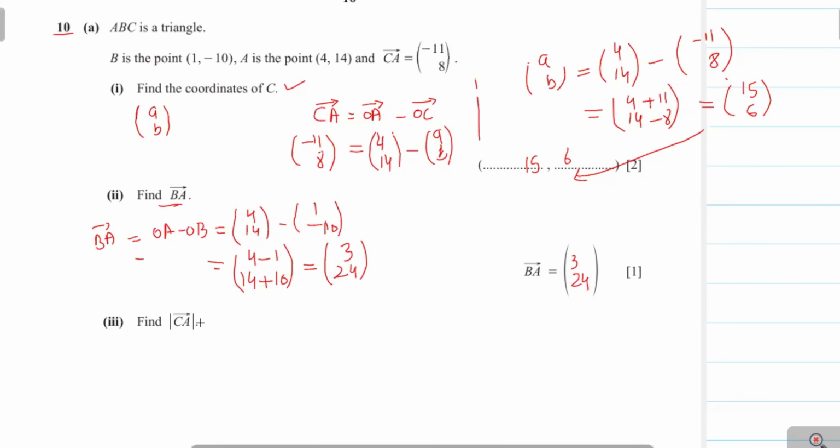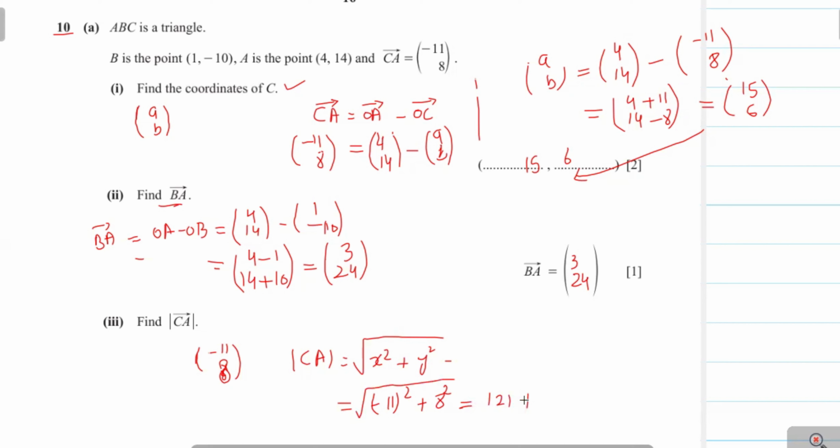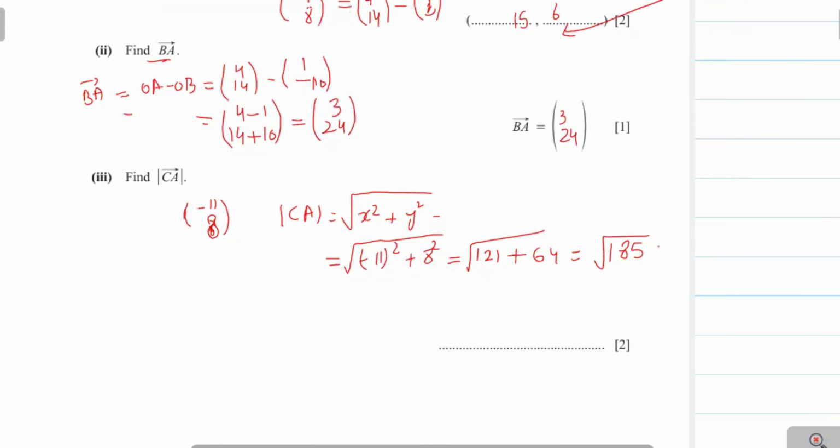Next is part third, the magnitude of CA. The CA vector here is (-11, 8). Therefore, the magnitude of CA will be equal to the square root of x squared plus y squared. The coordinate of x here is minus 11, squared, plus 8 squared. It would be 121 plus 64 equal to the square root of 185, and this is 13.6, and this is the answer.